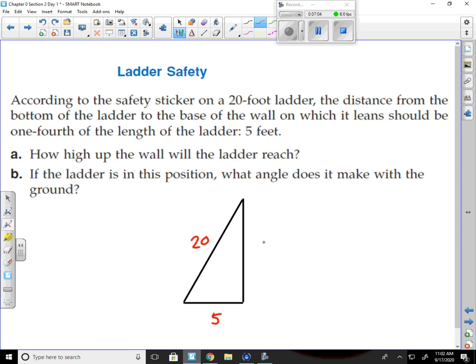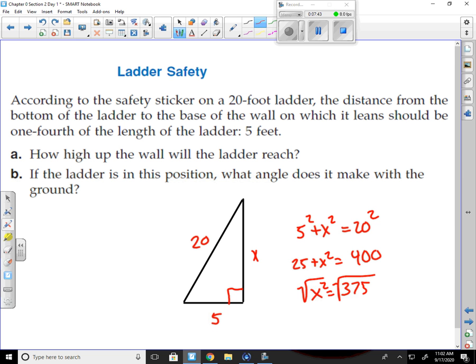How high up the wall will the ladder reach? In order to do that, all we have to do is use the Pythagorean theorem, because we don't have any angles. By the way, if we're putting it on a wall, this better be a right angle for our wall. So let's use the Pythagorean theorem to figure out how high it reaches. So 5 squared plus x squared equals 20 squared. So it's 25 plus x squared equals 400. Subtract the 25, you get x squared equals 375. Take the square root of both sides. Gives us 19.4 feet.